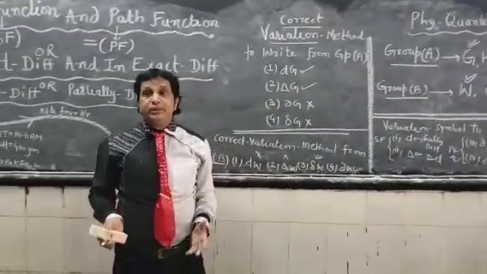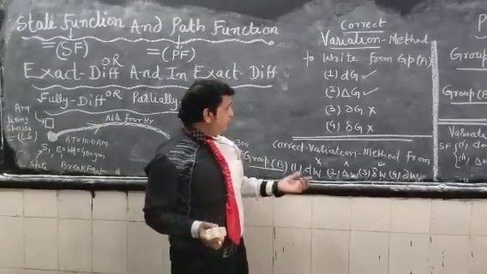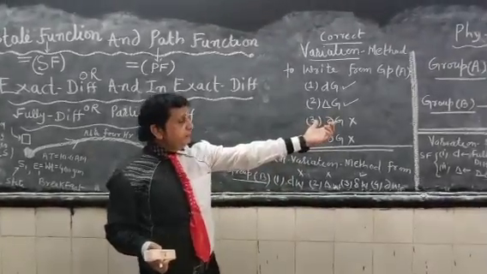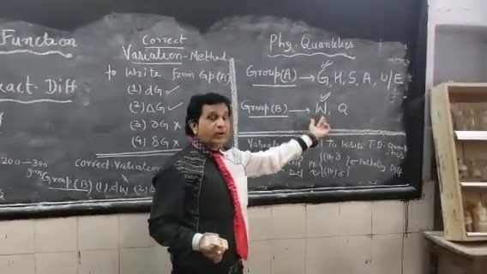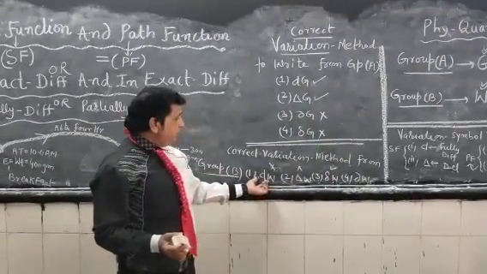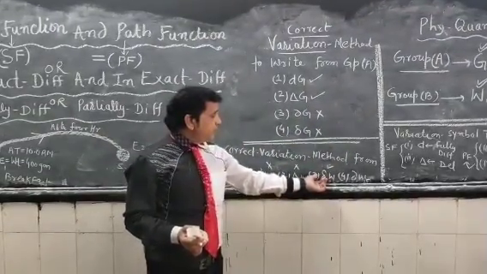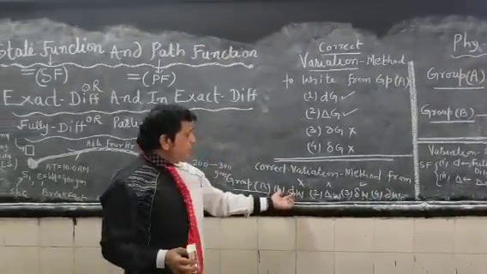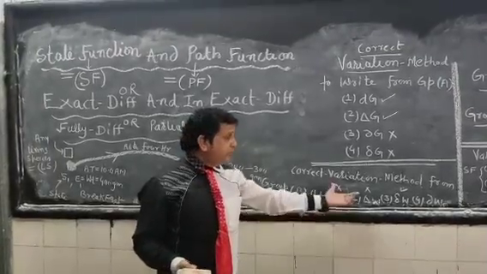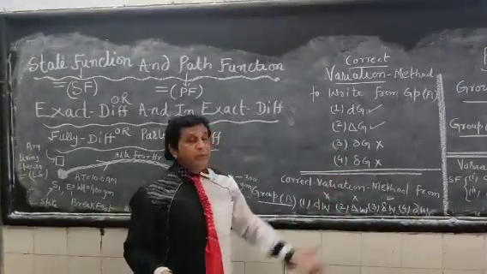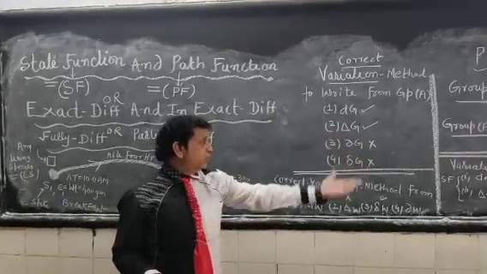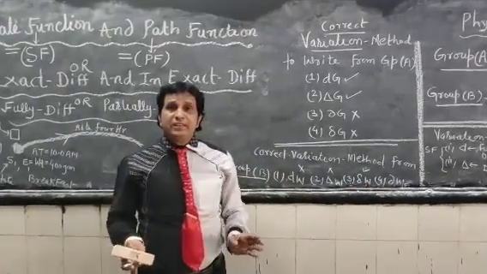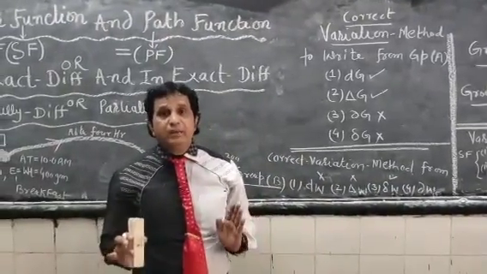Again, my query to the students: what would be the correct variation method to write for group B? I choose here work W. First option dW, second del W, third delta W, and fourth partial delta W. You know that students generally respond that all four options are correct, and they put down that answer unnecessarily.